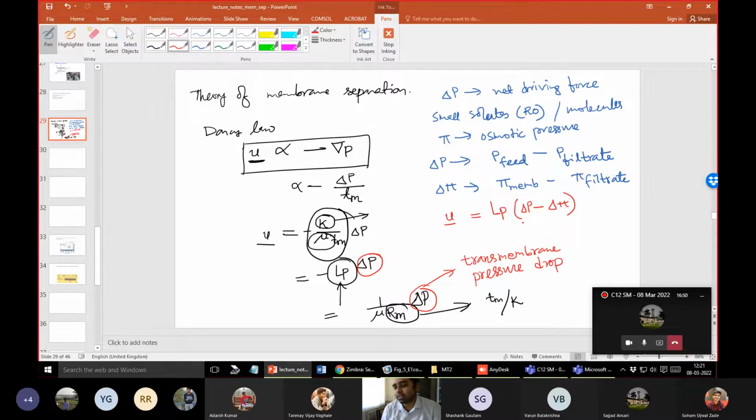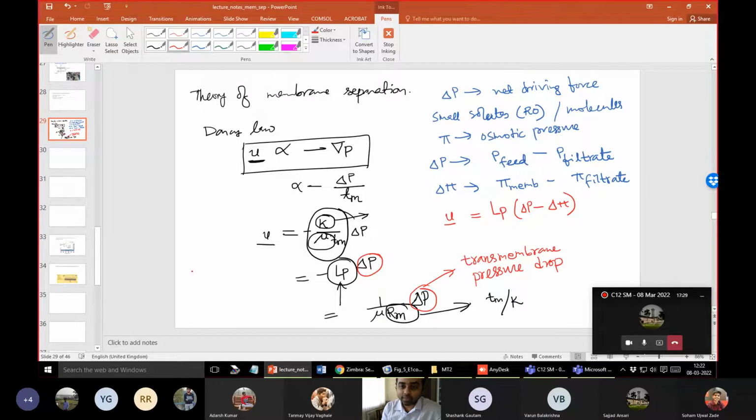The difference of the osmotic pressure across the two sides of the membrane reduces the net driving force. So it's not delta P, the mechanically applied force, that will decide the rate of filtration. It is the excess driving force over the osmotic difference. That's how we typically write this: delta P minus delta pi. Is this clear to all of you?